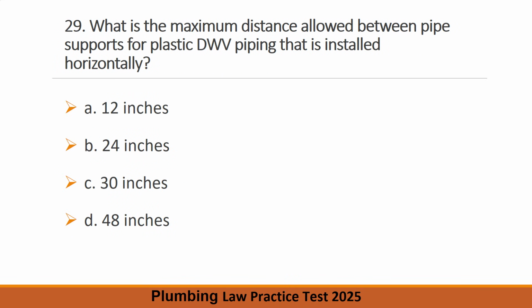29. What is the maximum distance allowed between pipe supports for plastic DWV piping that is installed horizontally? A. 12 inches. B. 24 inches. C. 30 inches. D. 48 inches.